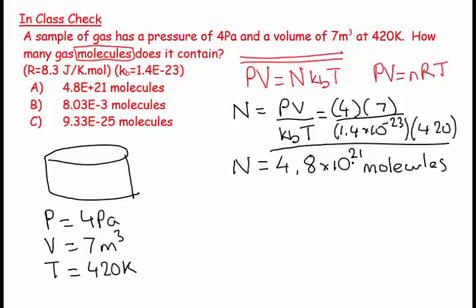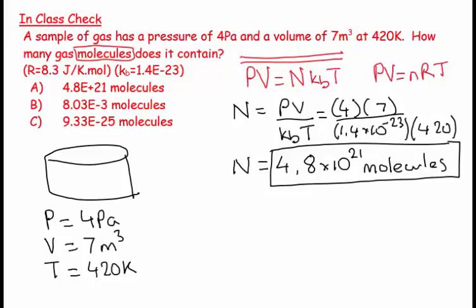And that's my answer. Let's talk just a little bit about calculator use here. I see common mistakes where people try to do this in one step without ever pressing the enter key until they get to the very end. People end up not using enough brackets, and so they end up saying 4 times 7 divided by 1.4 times 10 to the minus 23, and then they say times 420, and it's a mistake.